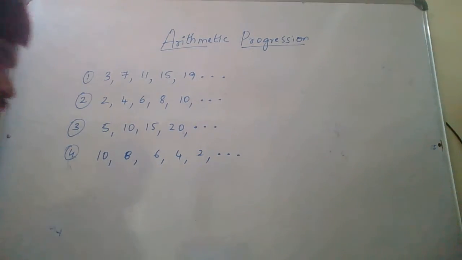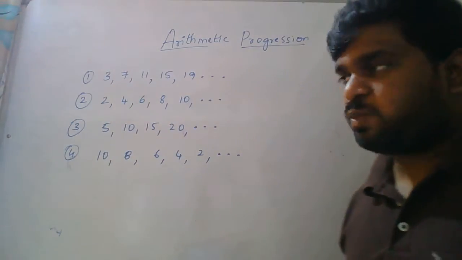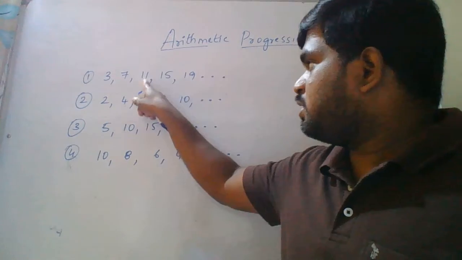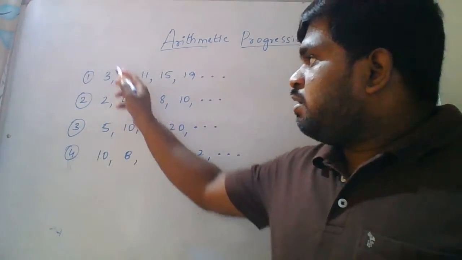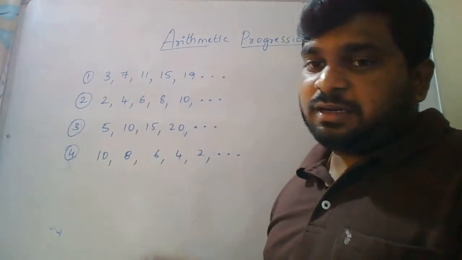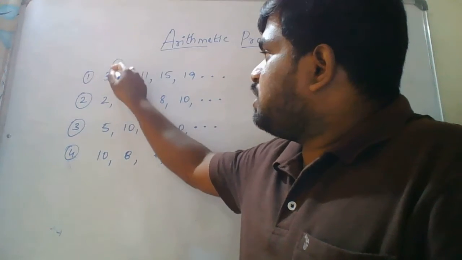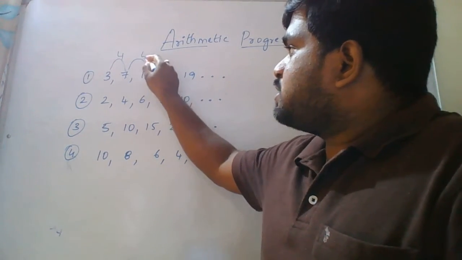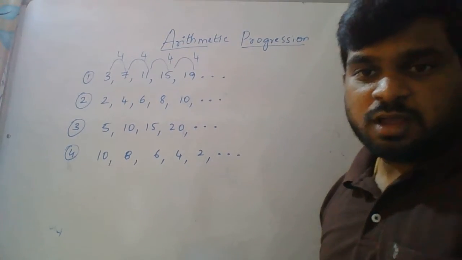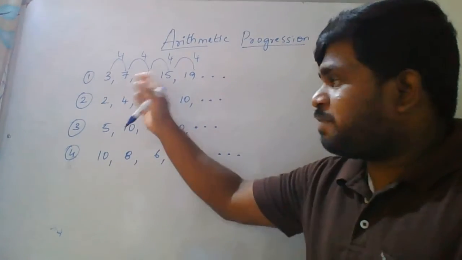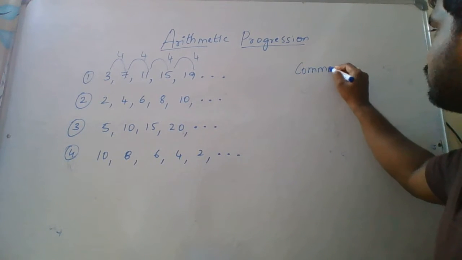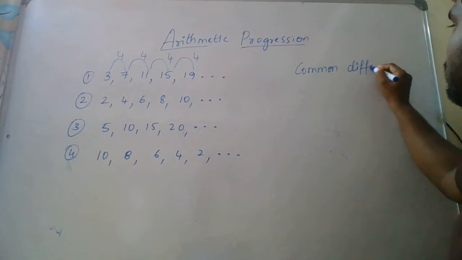I've written many sequences. If you carefully observe each sequence, just focus on the first sequence. Each number in the sequence is called a term, right? Forget the first one, take from the second one. Take a term and subtract its preceding term. 7 minus 3, 4. 11 minus 7, 4. 15 minus 11, 4. 19 minus 15, 4. There is the same difference. When you subtract, you are getting the same answer. So we call it the common difference.